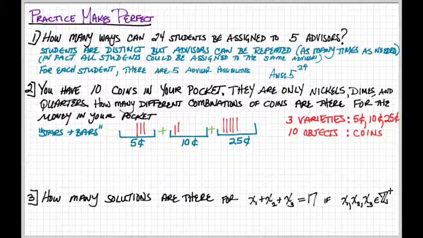We have 3 varieties, and the objects, the number of objects we're selecting, are the number of coins in your pocket. So we were told that there were 10 coins. So there are going to be 10 bars, or ones, and 2 pluses to divide the 3 varieties.